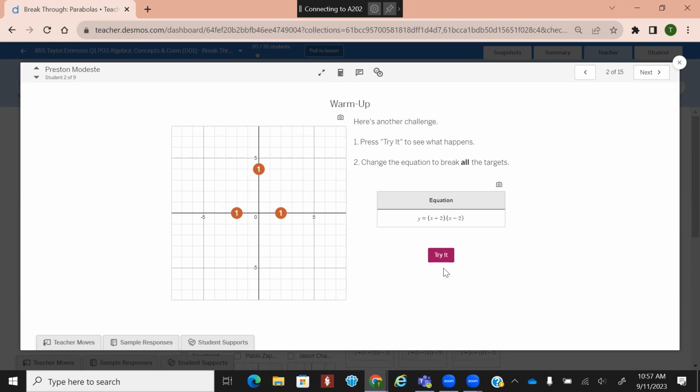Looking at the next slide, here's another challenge. If we try it as is, it goes through 2. But how do we make it go through this one? Well, what if we flipped it upside down? How do we flip something? You subtract or you make something negative. So let's try it. Ta-da! So I put negative x plus 2 times x minus 2.